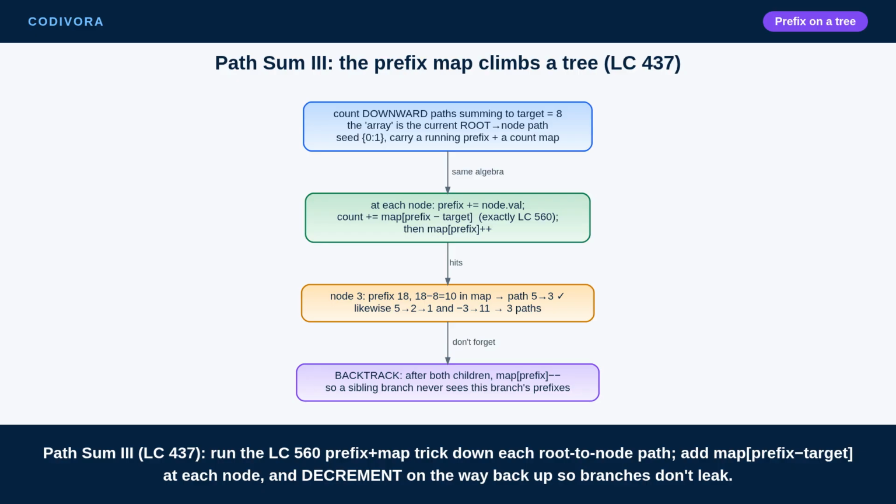For a tree with root 10, children 5 and -3, and target 8, you get 3 paths, 5 then 3, 5 then 2 then 1, and -3 then 11. The one new idea is backtracking the map. After you finish both children, decrement the current prefix's count, so a sibling branch never sees prefixes that belong to a branch you already left. Same map, plus 1 decrement on the way back up.